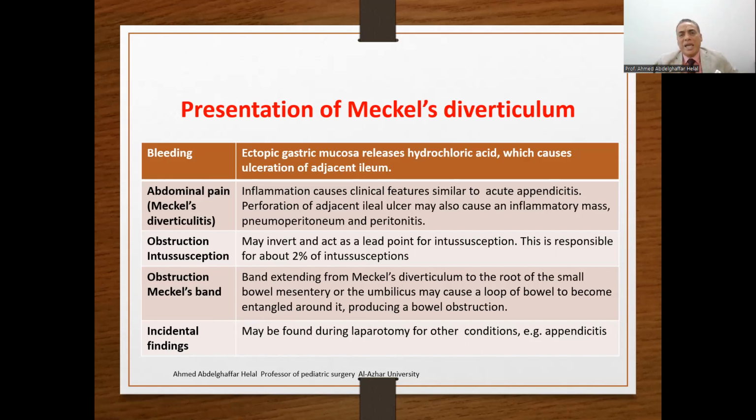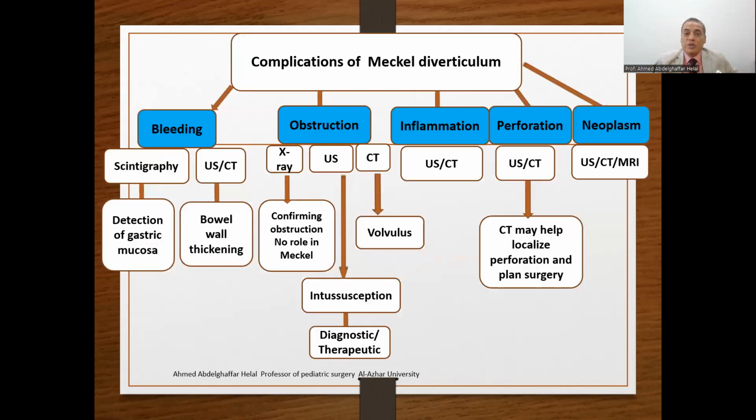What to do if you face a case with an incidentally detected Meckel diverticulum with no presentation? This is a summary of the complications and some investigations. So there may be bleeding, obstruction, inflammation, perforation, neoplasm. In bleeding, scintigraphy is the top.